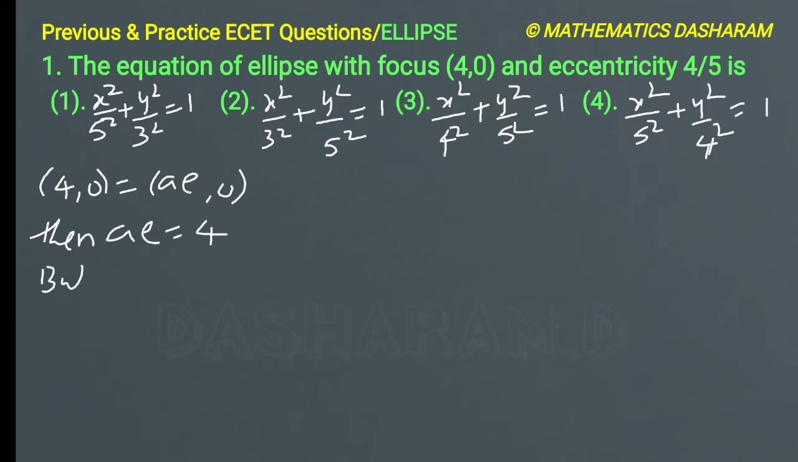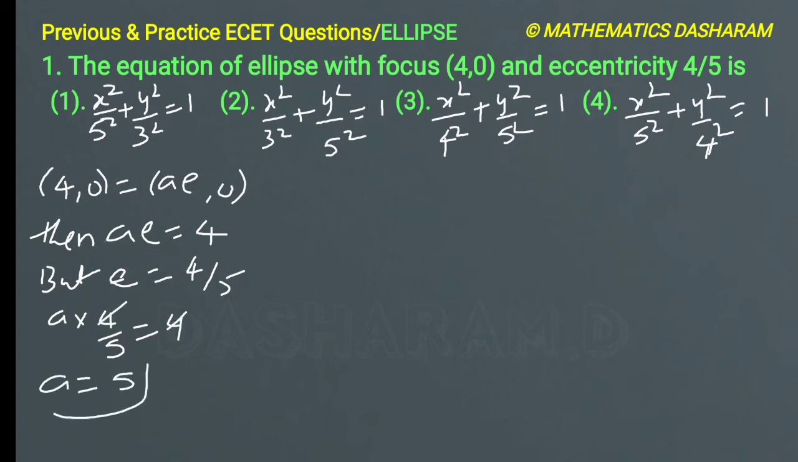But in the question the E value is given, that is eccentricity, so it is 4 by 5. Let's substitute this value in this. So A into 4 by 5 equals 4. Here 4 cancels, A equals 5. Next we need to find out the B value. To find out the B value, I am using the E formula.